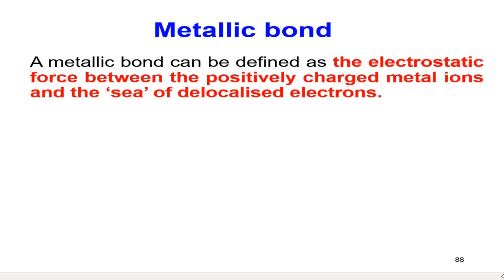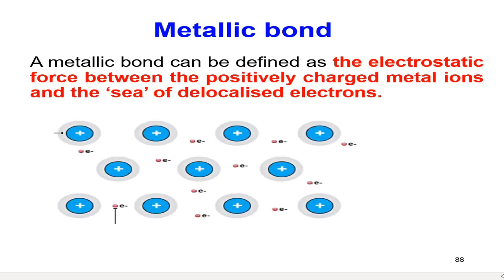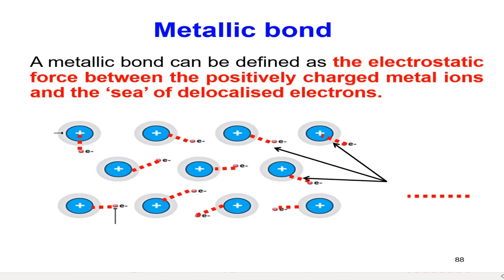What is metallic bond? Metallic bond can be defined as the electrostatic force between the positively charged metal ions and the sea of delocalized electrons. Metal element has higher tendency to form positive ion by removing its valence electron to achieve octet configuration. The valence electron removed from the metal element will form an electrostatic force with the positively charged metal ion to form metallic bond.